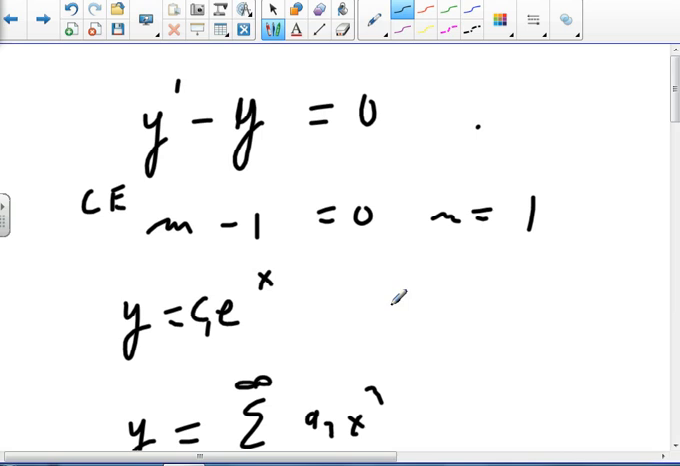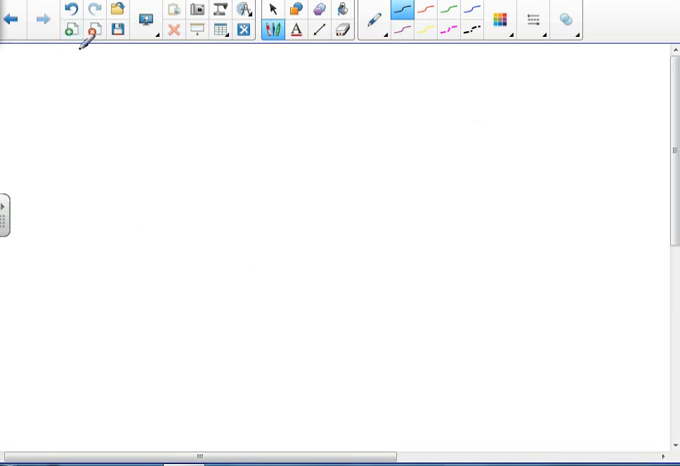Okay, so we did that. We considered that. Now we're going to consider for a moment that a series approximation may converge or it may diverge.